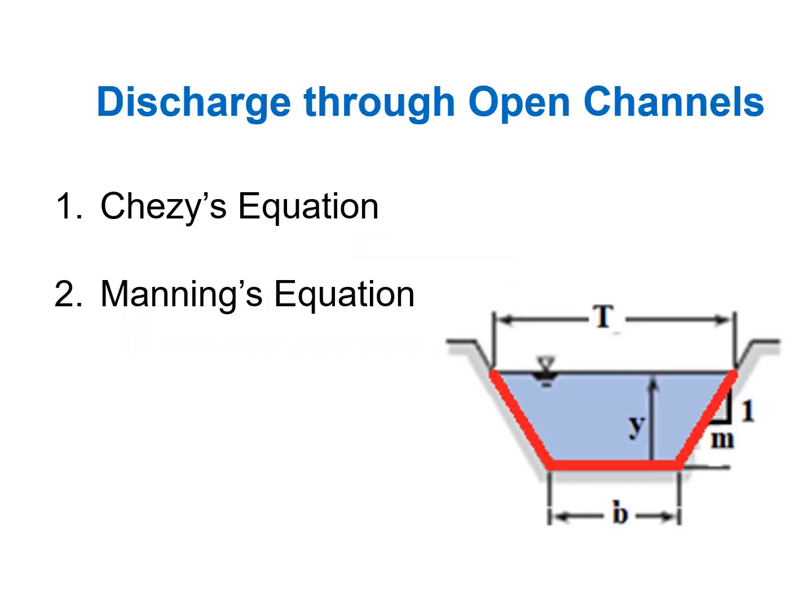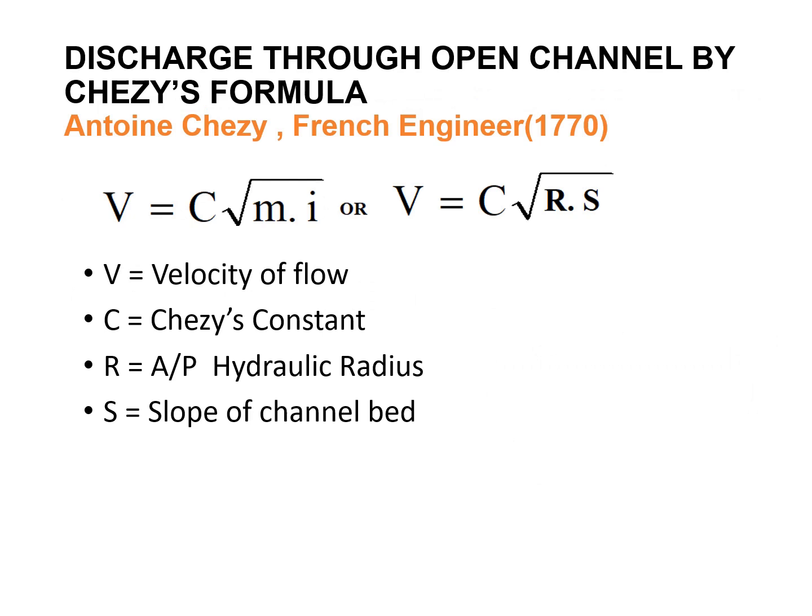The discharge through open channel flow of various cross sections can be calculated by using the Chezy equation and Manning's equation. The velocity by Chezy's formula is given by V equals C root over m into i, or V equals C root over R into S. V is the velocity of flow, C the Chezy constant and R the hydraulic radius, which can be calculated as the wetted area divided by wetted perimeter, and S is the slope of the channel bed.